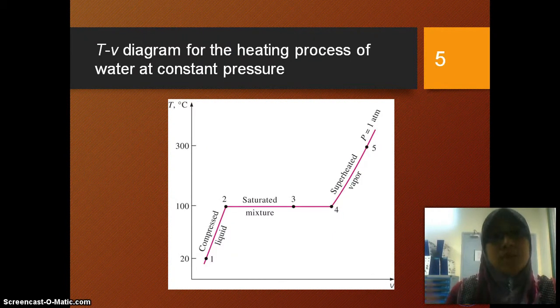We can transform our process into a T-v diagram for our heating process of water at constant pressure. Inside our T-v diagram, you can see we plot starting from our initial temperature, which is 20 degrees Celsius.